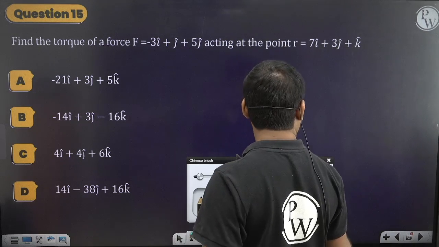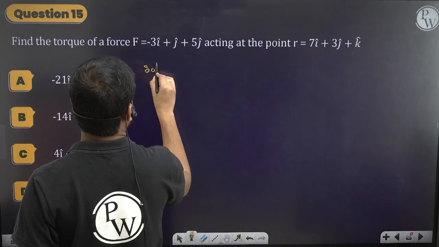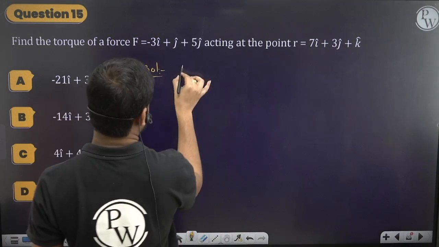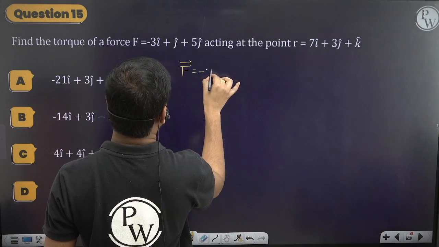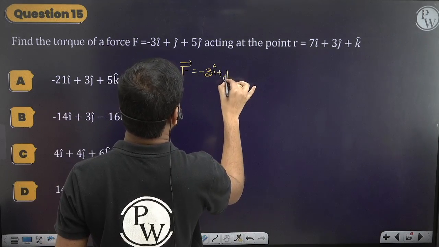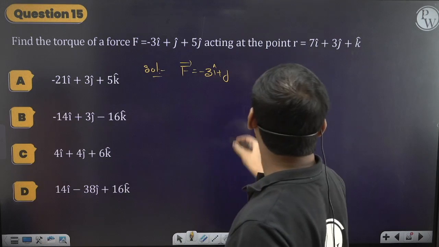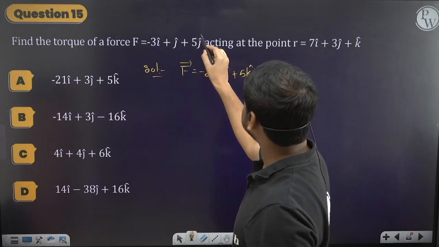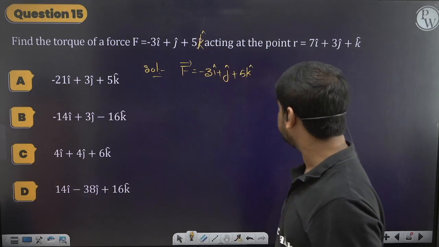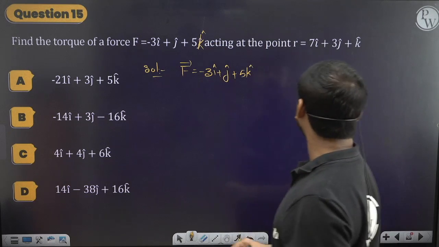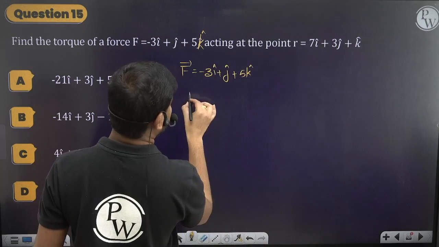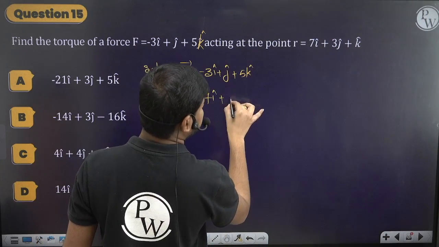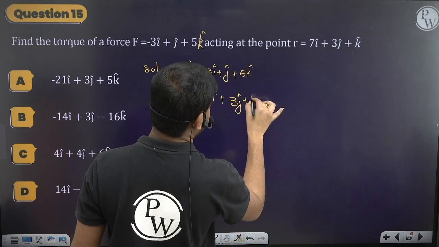See here. We have to find the torque. Force is given and R is given. So the force vector is what? Minus 3 i cap plus j cap plus 5k cap, I guess. Here the printing is given wrong; consider it as 5k cap. And then R is 7 i cap plus 3j cap plus k cap.